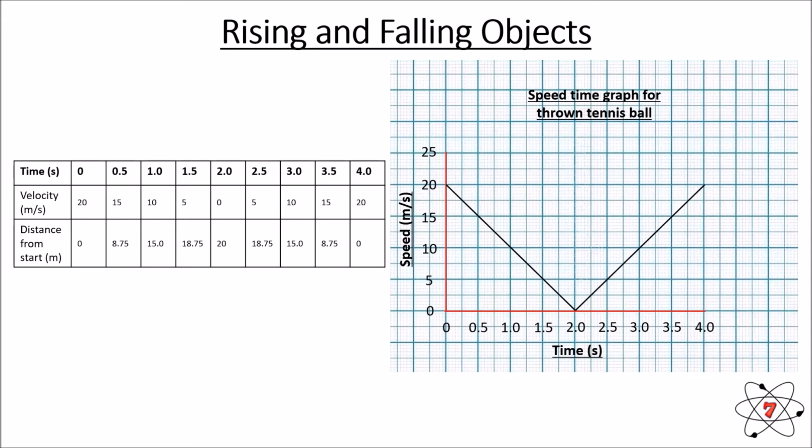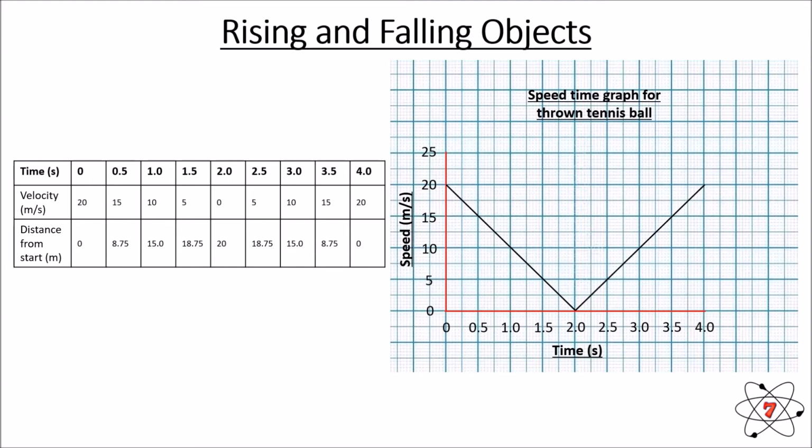We can see that as the graph is travelling upwards, so up to 2 seconds, its speed is constantly decreasing at the same rate. Remember, on a speed time graph, a straight diagonal line, if it is downwards, shows a constant rate of negative acceleration.